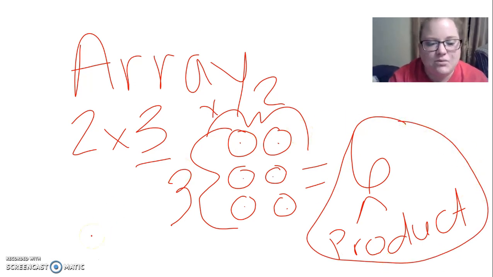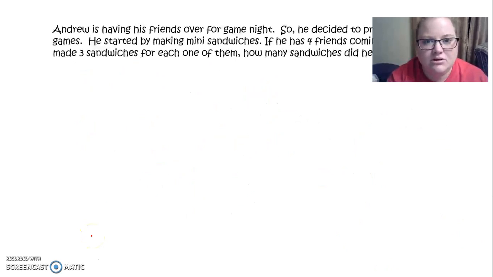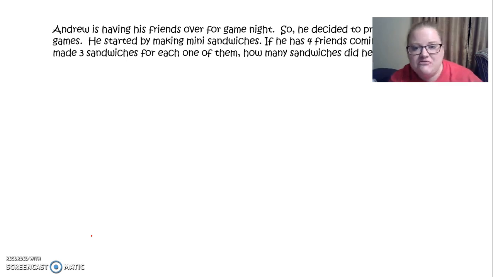Now, let's look at one more problem, a word problem. To begin this one, it says Andrew is having his friends over for game night, so he decided to prepare snacks and games. He started by making mini sandwiches. That's all the non-important information. Let's get to the really important information. It says if he has 4 friends coming over and he made 3 sandwiches for each of them, how many sandwiches did he make? So let's look at this last part.